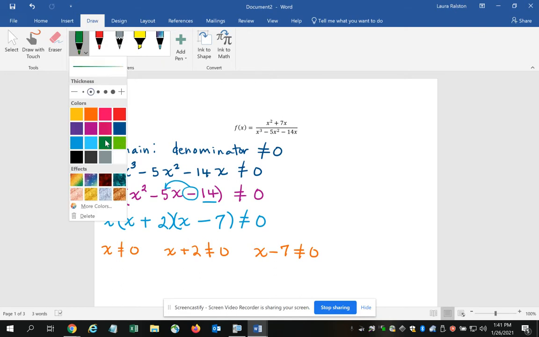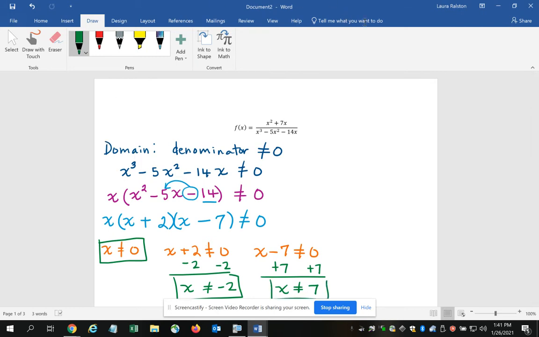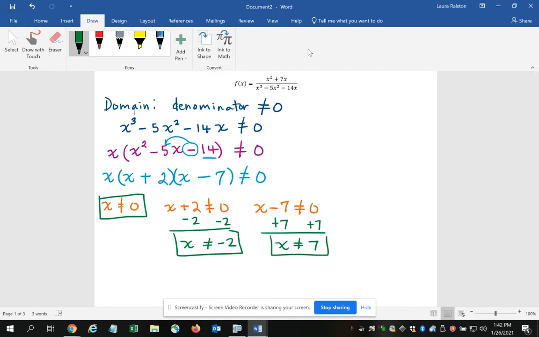If I solve each of those respectively for x, the first one's already solved, so x cannot be 0. I would subtract 2 from either side, so x cannot be negative 2. And then plus 7, x cannot be 7. So I've found the restrictions on my domain, but while finding the restrictions on the domain, I have also found the location of the vertical asymptotes.